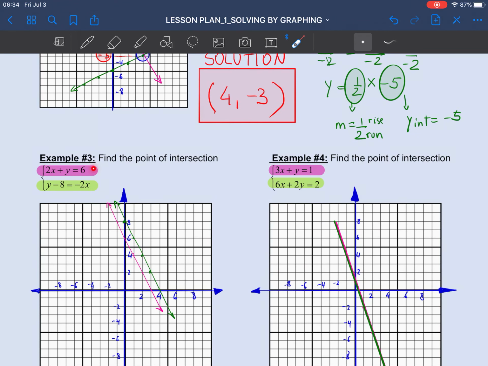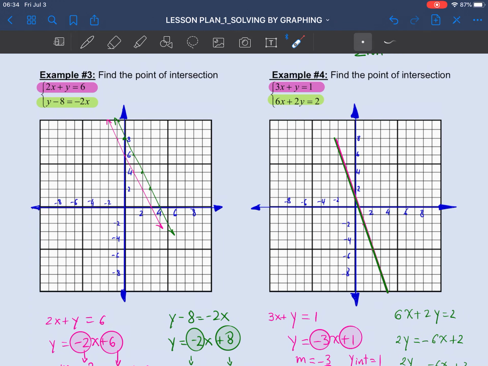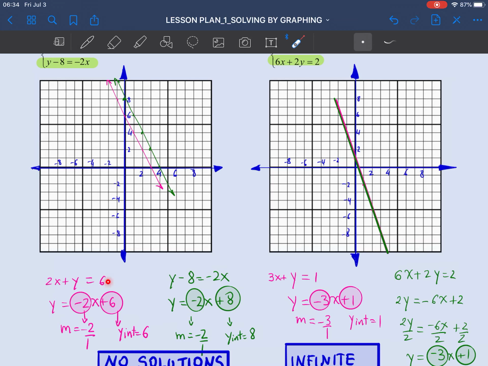In example number 3, again we have two linear equations. None of them are in slope-intercept form, so we have to work on putting them into that form. 2x plus y equals 6. Y sits on the left side, not switching. 2x goes to the other side, becomes negative 2x, and positive 6 right there. The slope is negative 2, the coefficient before x, which we write in fraction form again as negative 2 over 1. The y-intercept is positive 6.